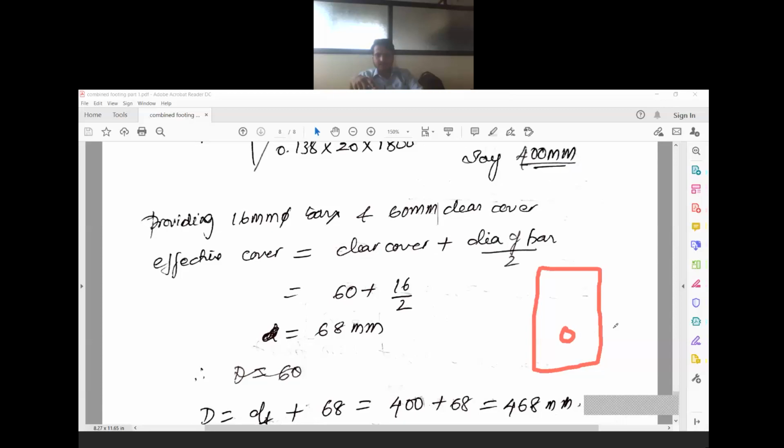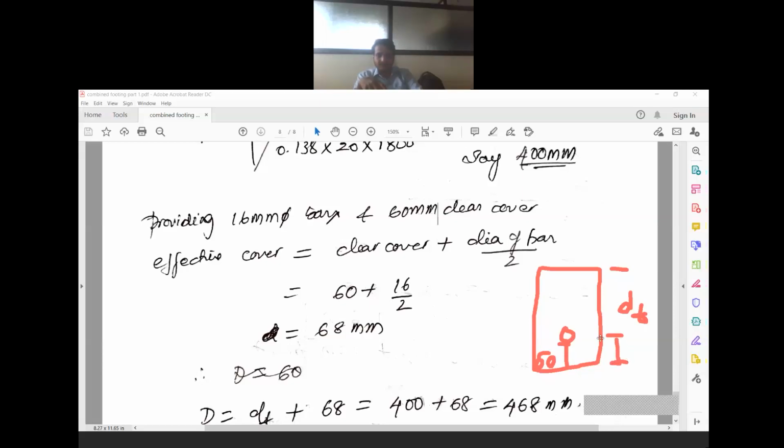See, this is the 16 mm bar. Effective depth is this much. This is df. Clear depth is this much, from the bottom of this reinforcement to edge. This is what I have written as 60. Okay. So effective cover is from here to here, from here to the edge.